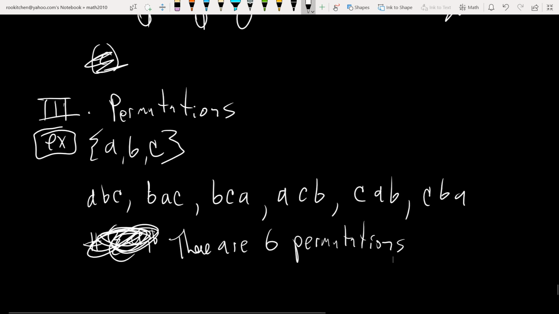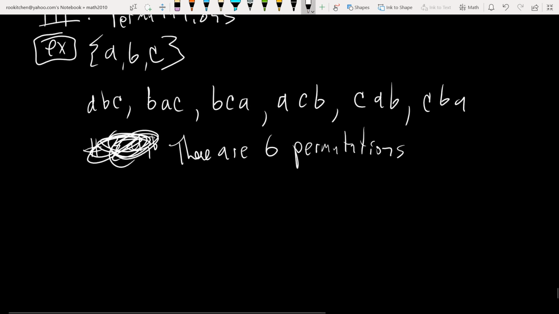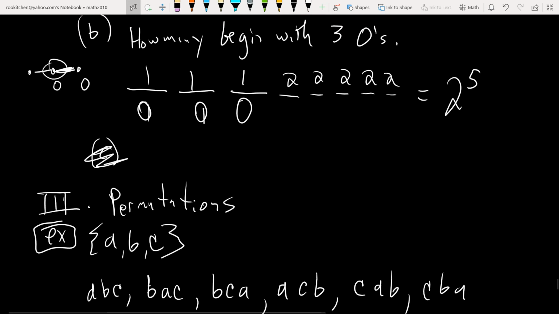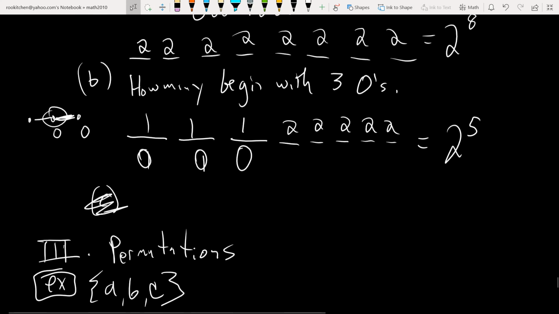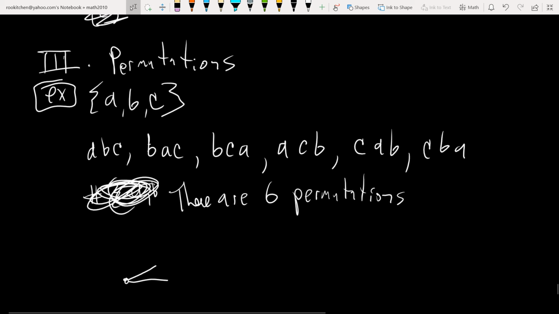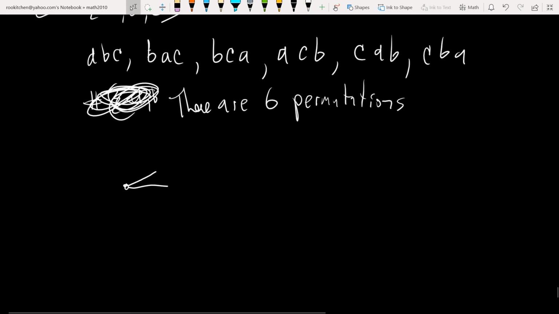How can we do this in terms of a possibility tree? Well, the possibility tree version isn't straightforward, because the choices are dependent on each other. If you remember back in the multiplication rule, it said the second step does not depend on the first step. Here it does, because in our permutations we never said A, A, or anything like that. We can't repeat things. So no repetition allowed. Order is important, no repetition. So at the first task, you have 3 choices, either A, B, or C.